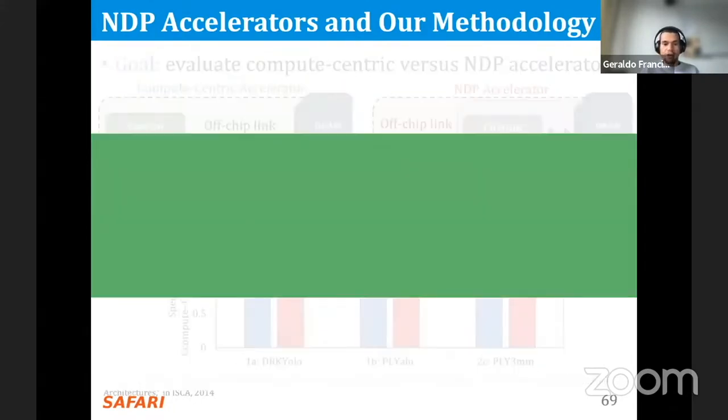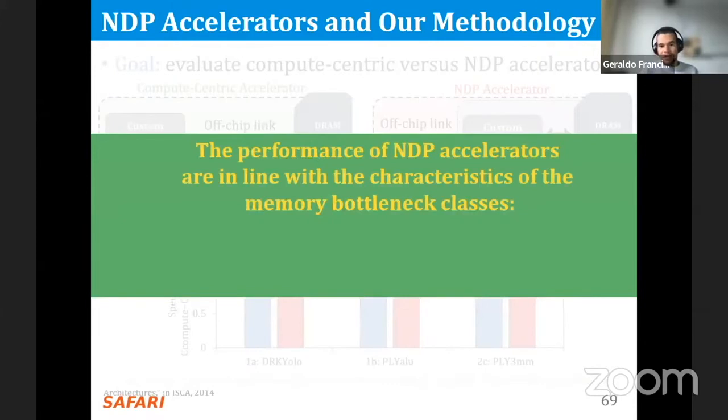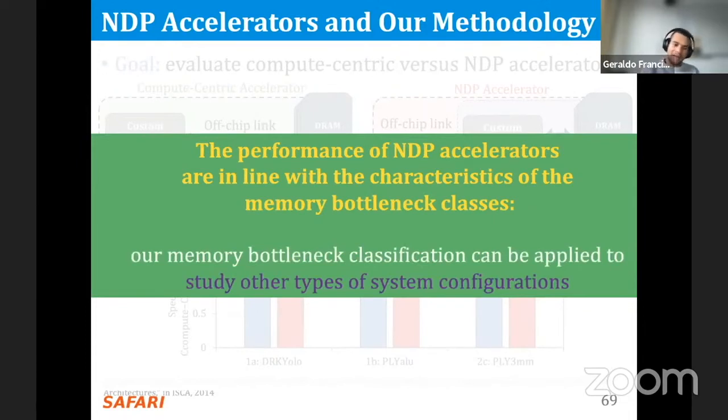So therefore, we conclude that the performance of the NDP accelerator is in line with the characteristics of the memory bottleneck classes, meaning that the applications that are classified as DRAM bandwidth bound and DRAM latency bound using general purpose NDP systems are also DRAM bandwidth bound and DRAM latency bound using the accelerator-based system. Therefore, our memory bottleneck classification analysis can be applied to study other types of system configurations other than only general purpose NDP or host systems.